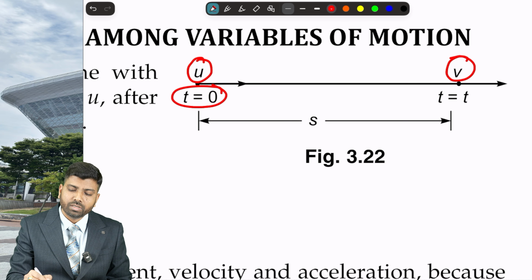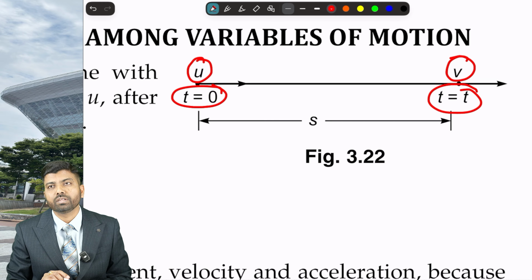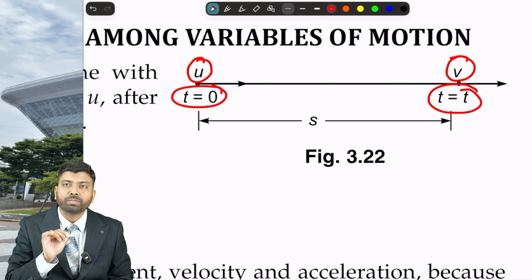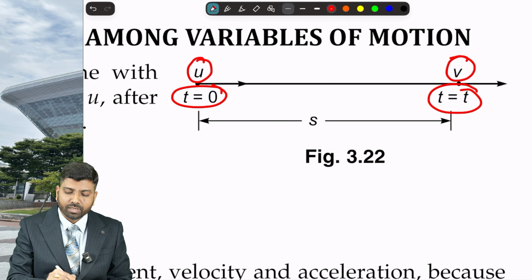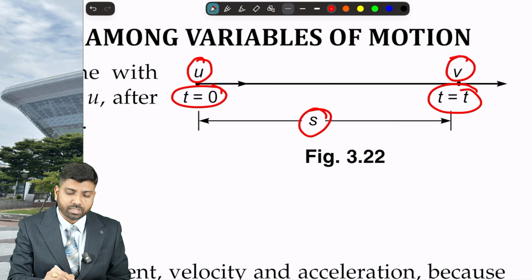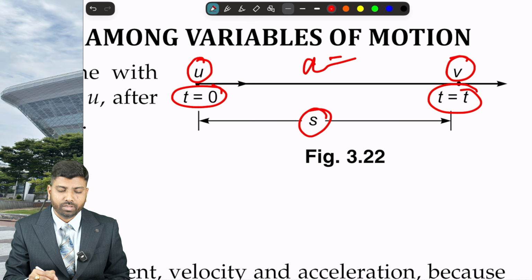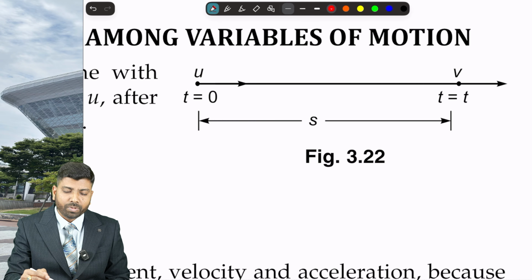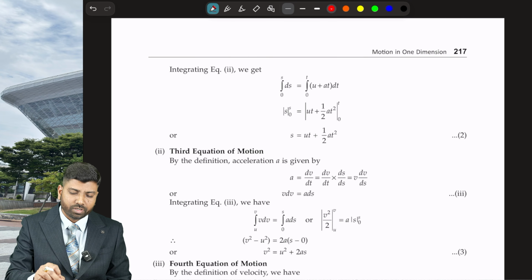Initial time is 0, and the final time for calculation is t. The displacement is s, and the acceleration is a. Okay, so after being familiar with all these terms, now let us move.